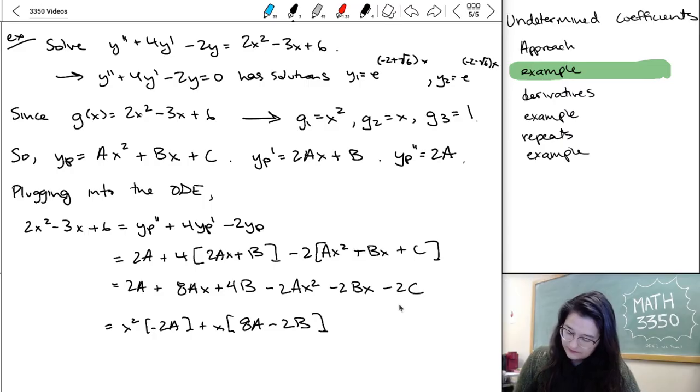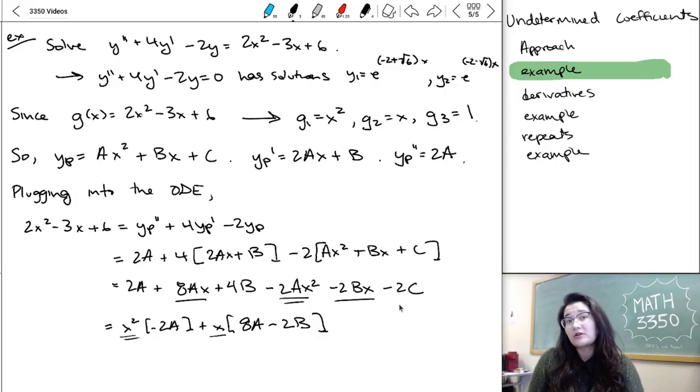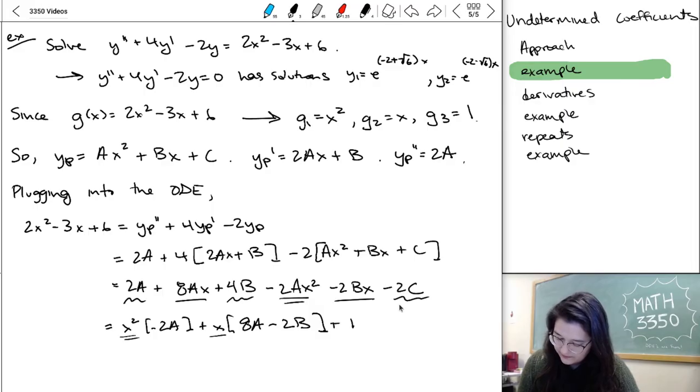Actually, I'll go ahead and leave it. I'll just use different symbols, I guess. I'll do that one. That way I can tell which terms I've already used. And then my plain constant terms are these three. The last g I had was g3 equals 1, so I put that 1 right there. And it's multiplied by 2a plus 4b minus 2c.